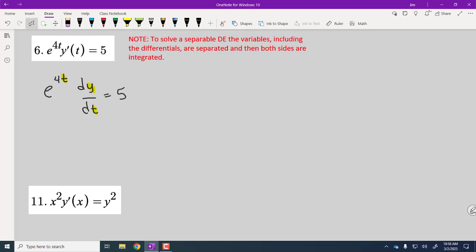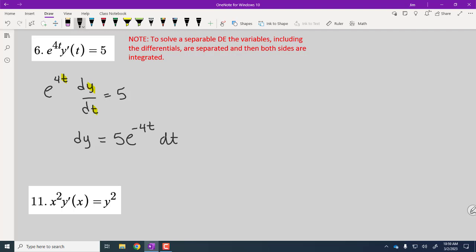So dy, that's on the left, let's leave it. That's got a t, let's move it. The way you move that over is like this. It goes through the magic tunnel and the exponent becomes negative. And then how do we get the dt over? Just multiply. Everyone agree with that? So then we're ready to integrate.